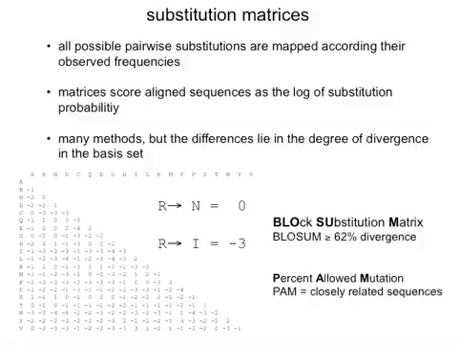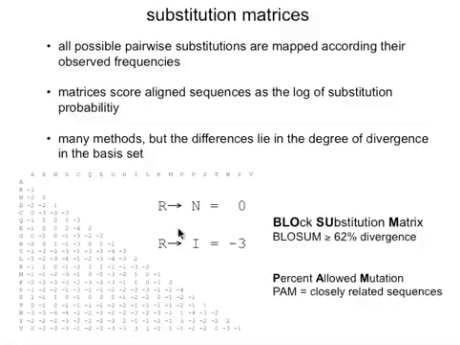So R for N, right? That's a pretty good substitution. The log of that number is going to be 0. So what does that mean to you? Well, what's 10 to the 0, right? 1. So that's a reasonably good probability.